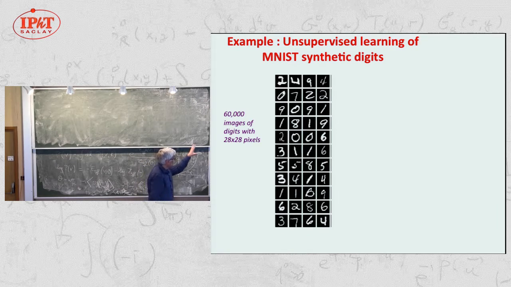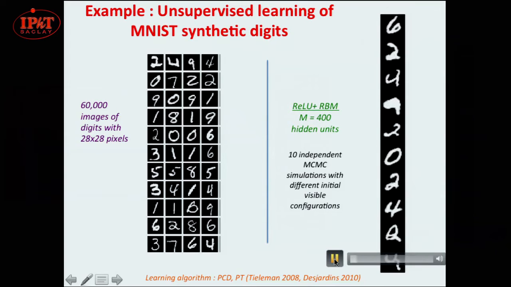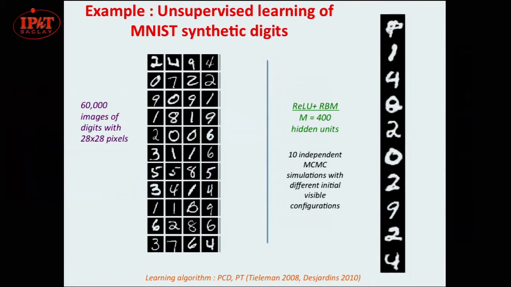Okay, so you have a large number of images, which are 28 by 28 pixel images. And now you can do the training exactly with the algorithm I showed you. And this is what you get, for instance, for this machine. So let me see if I can. Yes. So what you will see here are 10 different Markov chain simulations.